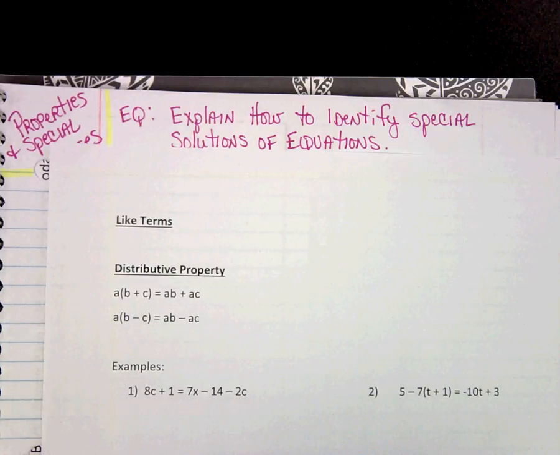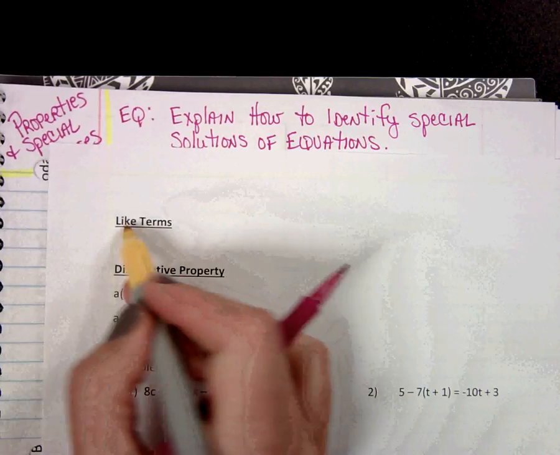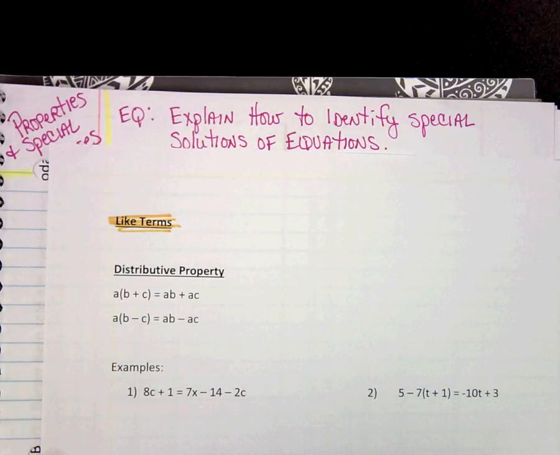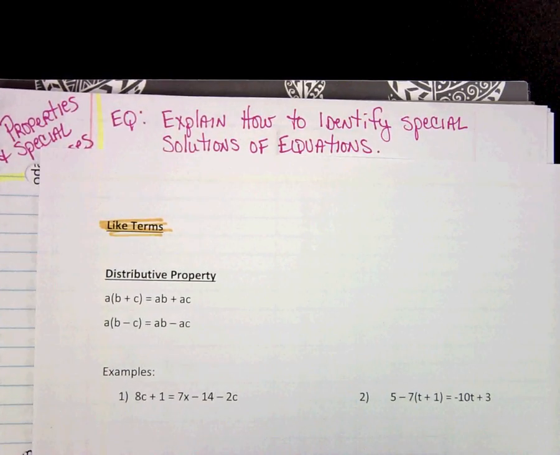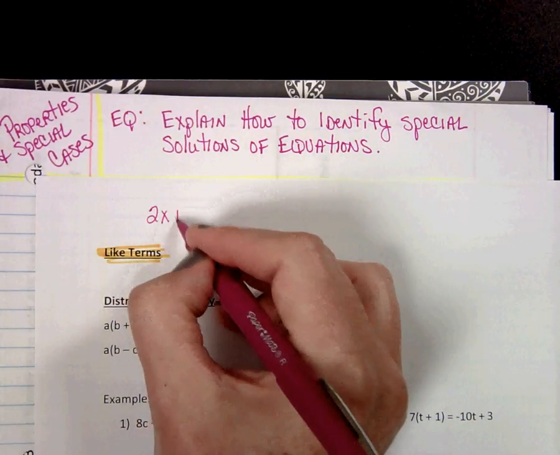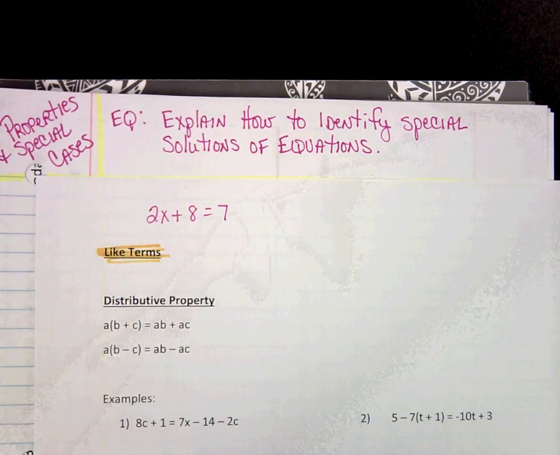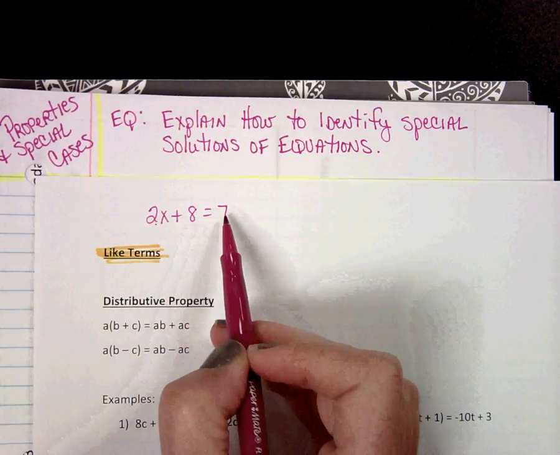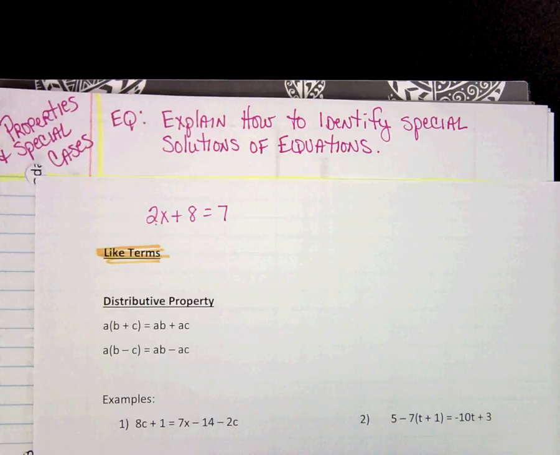So the first word that I want us to look at, or vocabulary here, is like terms. Okay, we need to make sure we know what like terms are. Remember that in an equation or in an expression, here's just a simple example of an equation, each one of these is a term. 2x is a term, 8 is a term, 7 is a term. So that's the first thing that I want you to think about.